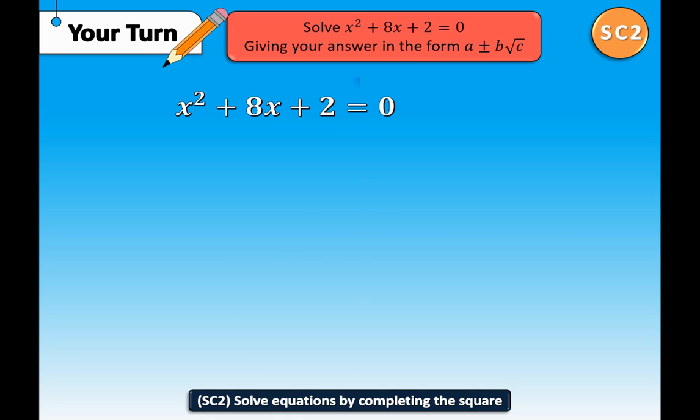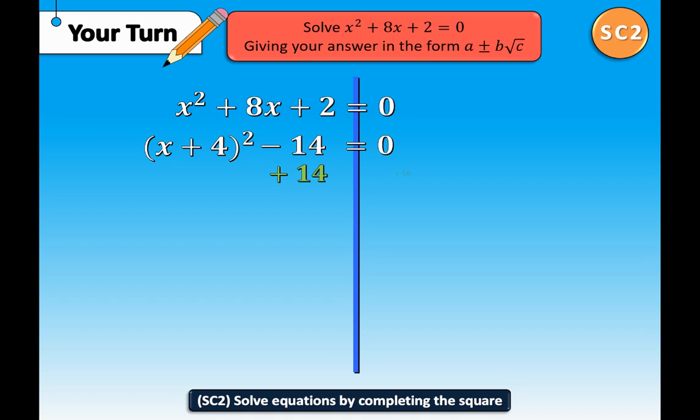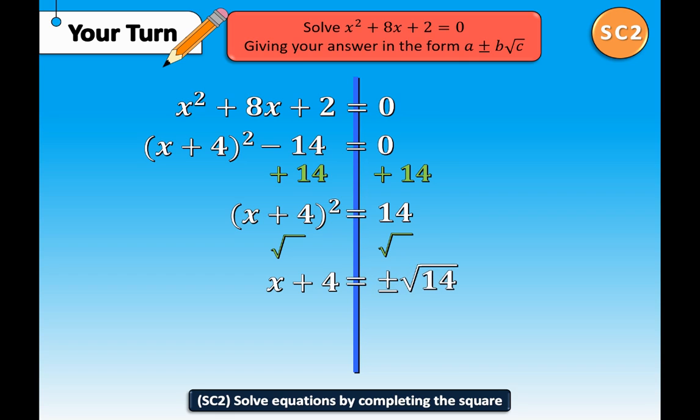So for this question, if we start by completing the square, and then we're going to add 14 to both sides. So x plus 4 squared equals 14. Then square root both sides. So x plus 4 equals plus or minus the square root of 14. And then subtract 4 from both sides. So x equals minus 4 plus or minus the square root of 14.